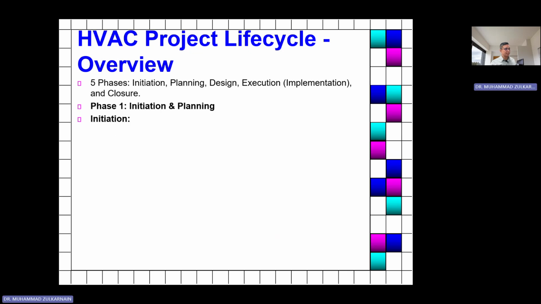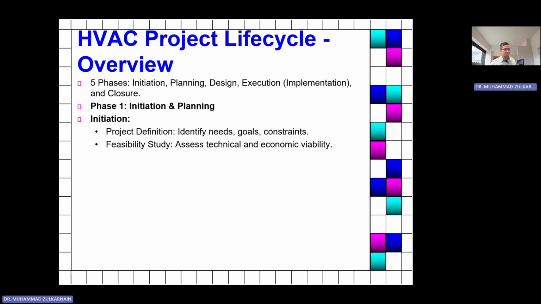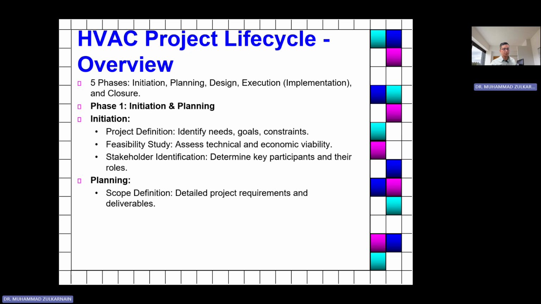HVAC project life cycle: we have five phases here. The first one is initiation, then planning, design, execution (in brackets, implementation), and then closure. So we go first to phase one. Before we go to the big project, we try to study this project first. We try the initiation and planning.